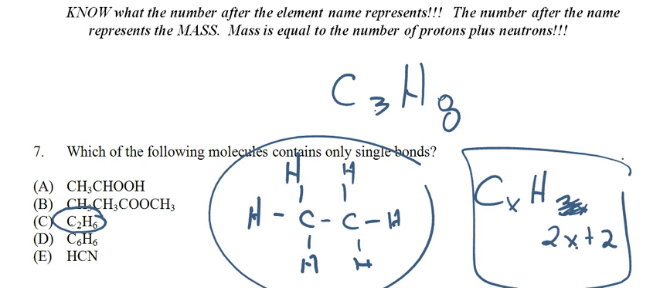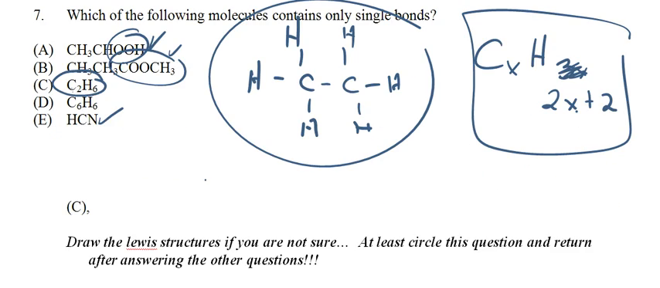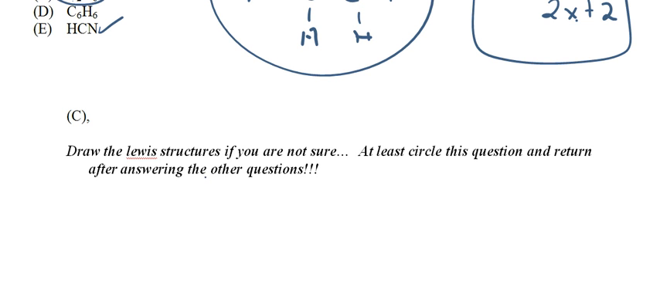You could go ahead and draw the other ones out, but you're going to have some double bonds. I know there's a triple bond in this one, and 2 double bonds here when we look at these O's next to each other. I would circle this one and come back if you needed to draw them. Just remember, carbon wants 4 bonds.